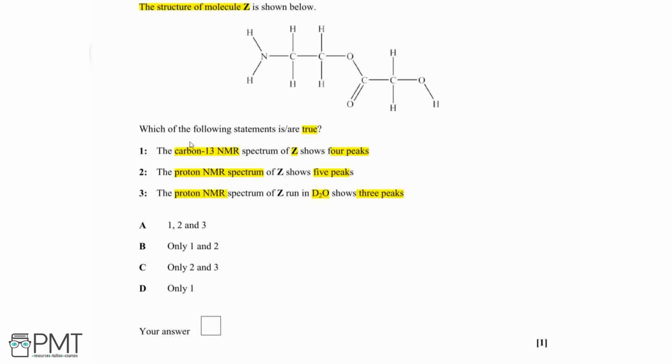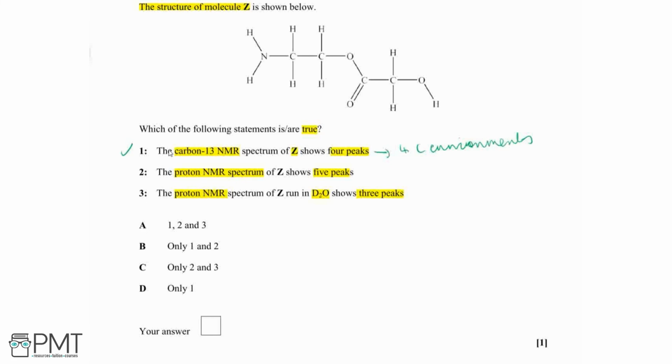So statement number 1, the carbon-13 NMR spectrum of Z shows 4 peaks. Carbon-13 NMR, the number of peaks is equal to the number of different carbon environments within the molecule. So in our molecule, we've got 1, 2, 3, 4 different carbon environments. Therefore, we're going to have 4 peaks overall. So this statement is correct.